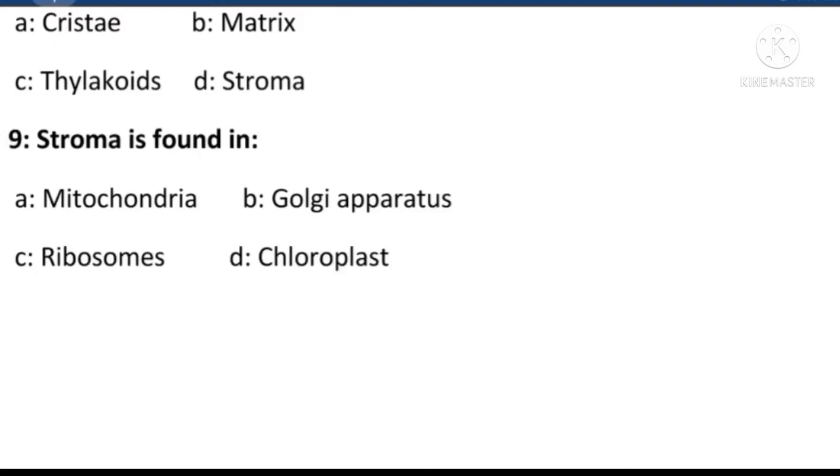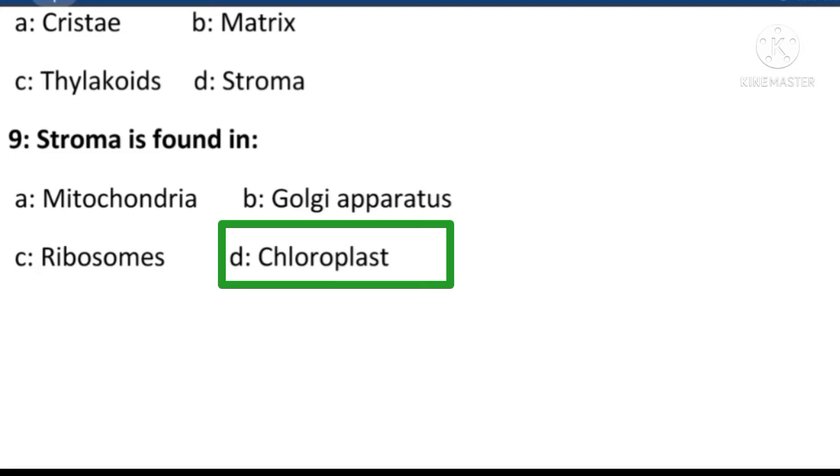And next question is, stroma is found in mitochondria, Golgi apparatus, ribosomes or chloroplast. And answer is D, chloroplast. Stroma is found in chloroplast. D is correct option.